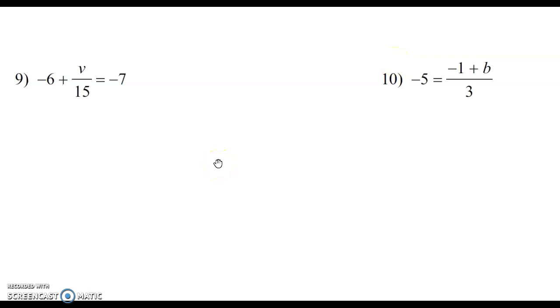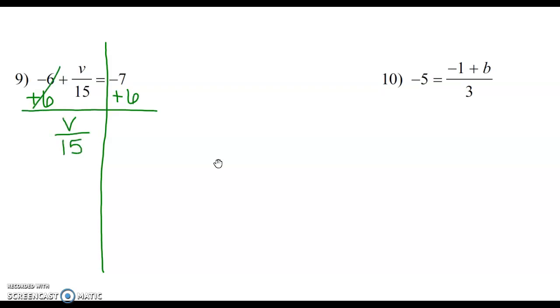Let's see, are we on number 9? I think so. So number 9, notice the difference here. These are the two that people get confused, number 9 and number 10. So number 9, this negative 6 is not stuck inside the fraction. So we can go ahead and add 6 to move that negative 6 because it's not stuck in the fraction. So we have v over 15 equals negative 7 plus 6 is negative 1. Then to get rid of the divide by 15, we multiply both sides by 15. So v equals negative 1 times 15 is negative 15.